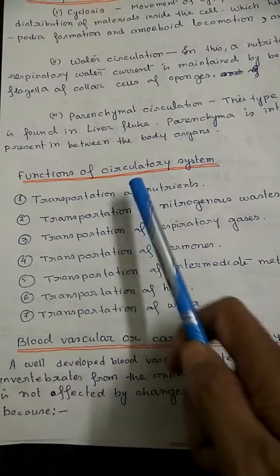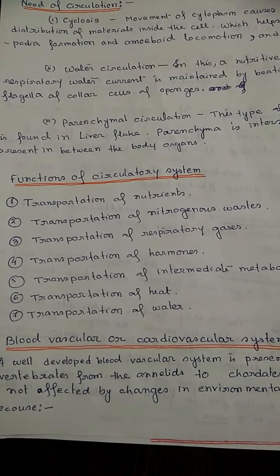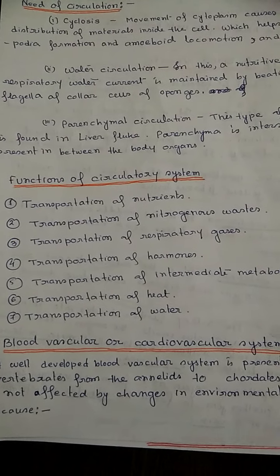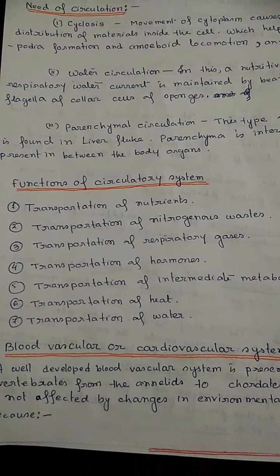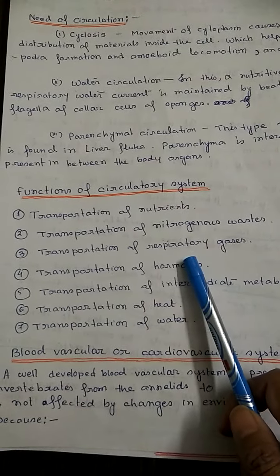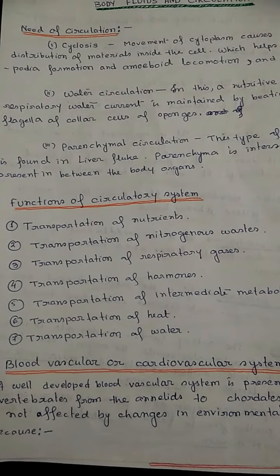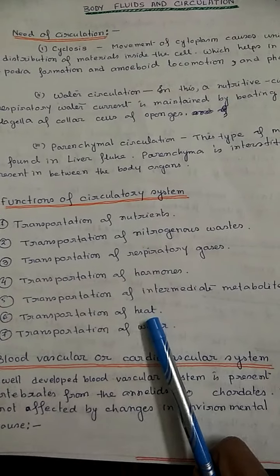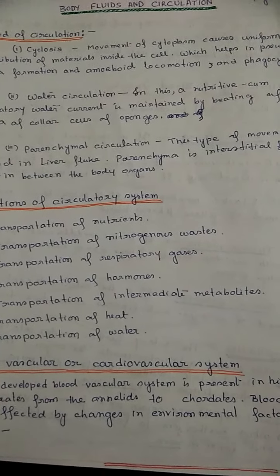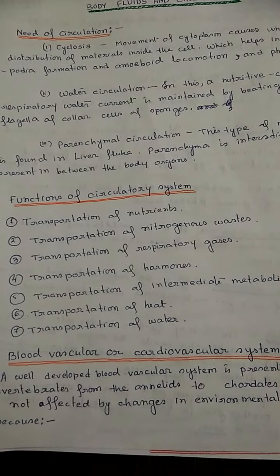Now, the function of the circulatory system. So, what are the functions? Transportation of nutrients, transportation of nitrogenous waste, then transportation of respiratory gases, transportation of hormones, transportation of intermediate metabolites, then transportation of heat and water.